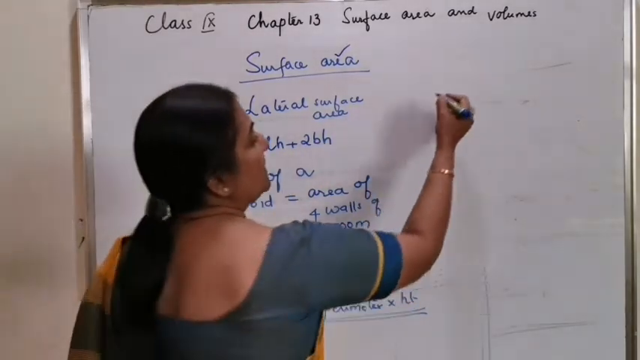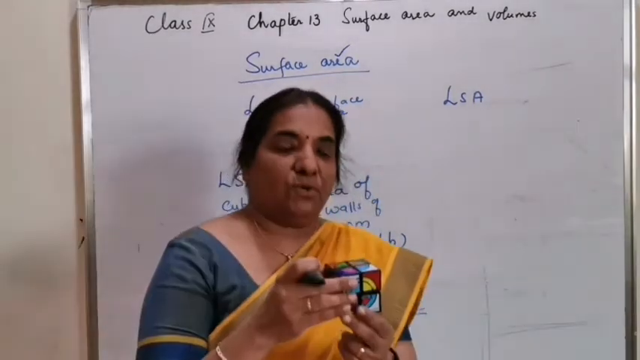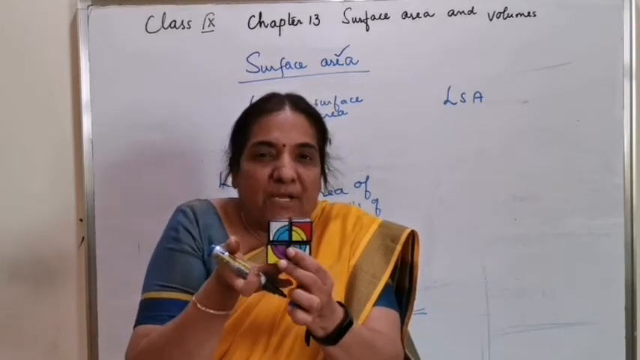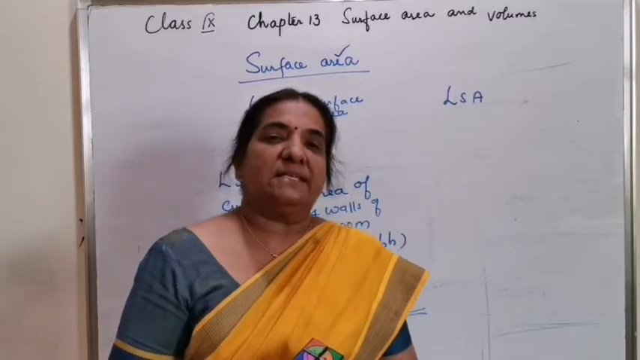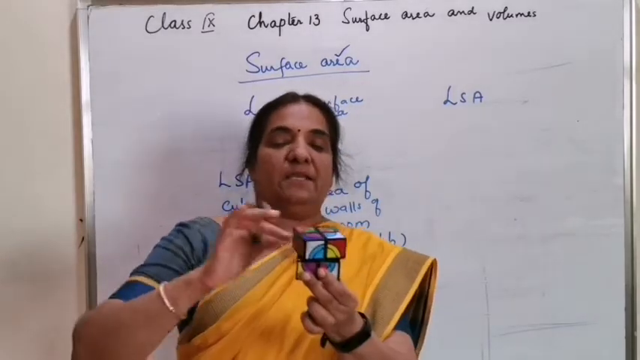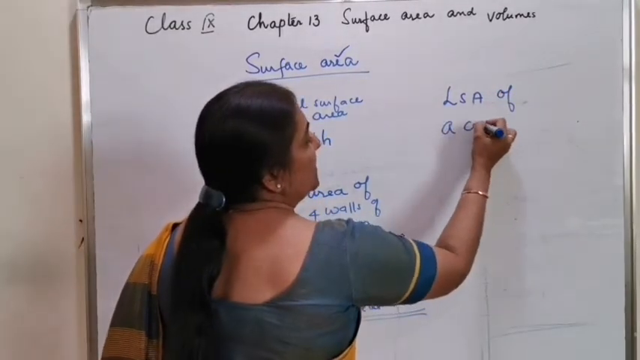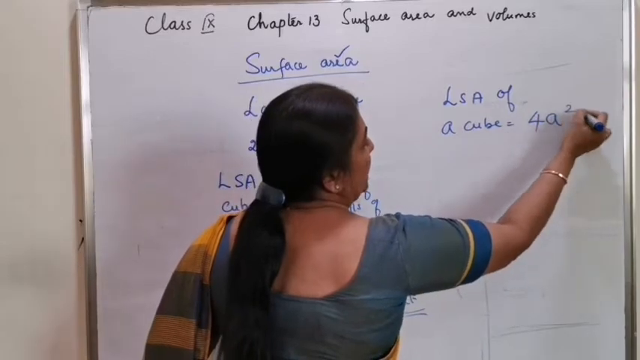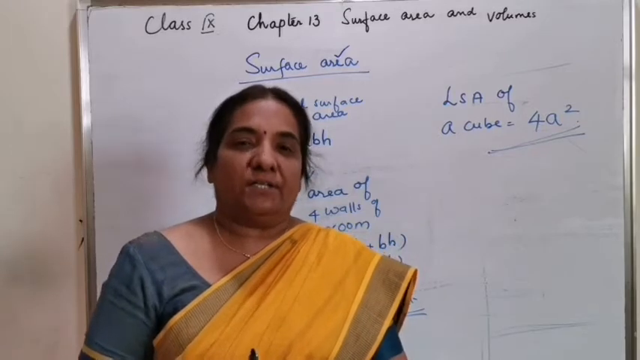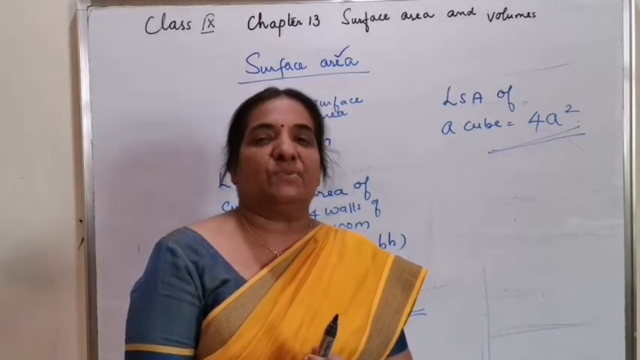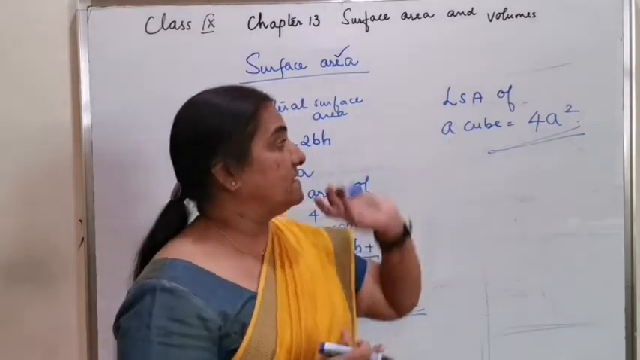For a cube, the lateral surface area will exclude the faces of the top as well as below. There are 6 equal faces. Area of one face is A square. Therefore, what will be the area of the 4 faces? It will be LSA of a cube is 4A square, because you are considering only the lateral faces of the cube. You are excluding the top as well as the base of the cube to get the lateral surface area.